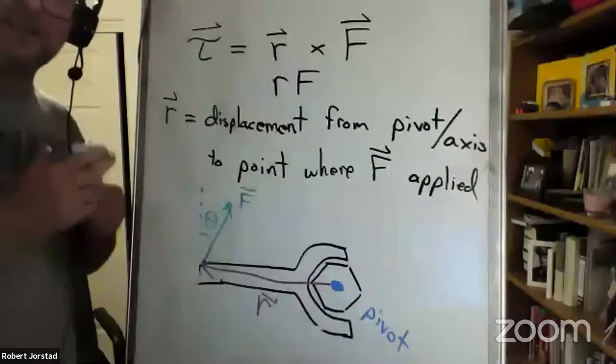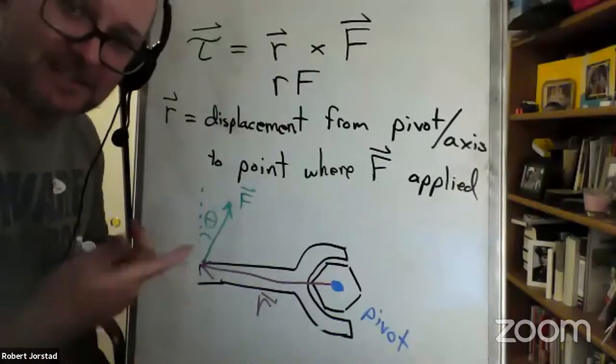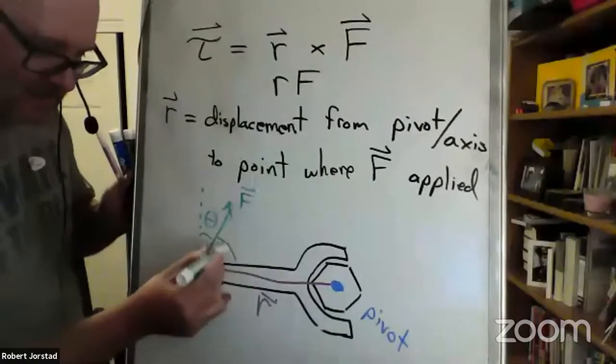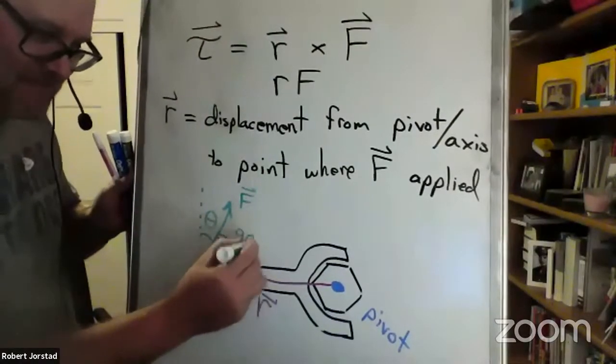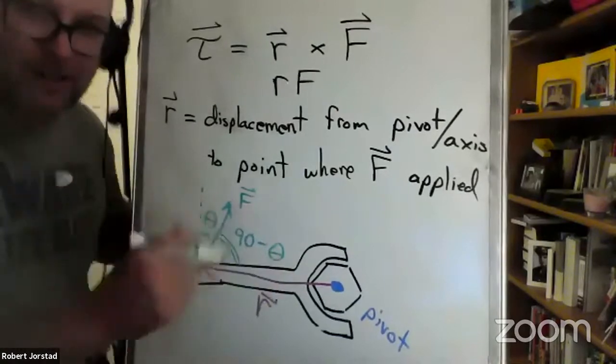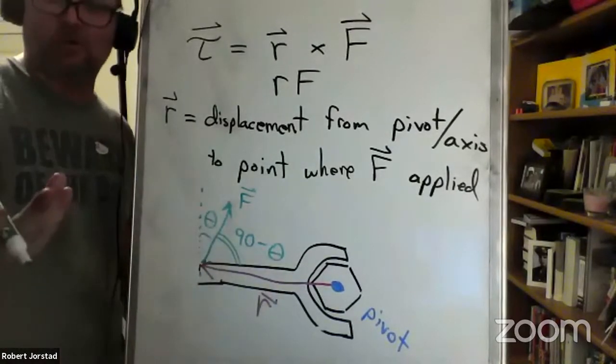Yeah. So of course I'm trying to trick you. It's not RF sine theta in this case. Why not? It's cosine. Exactly. You gave us... Oh, that's right. We're using this angle, 90 minus theta. Now you know what to watch out for when you're doing torque problems.